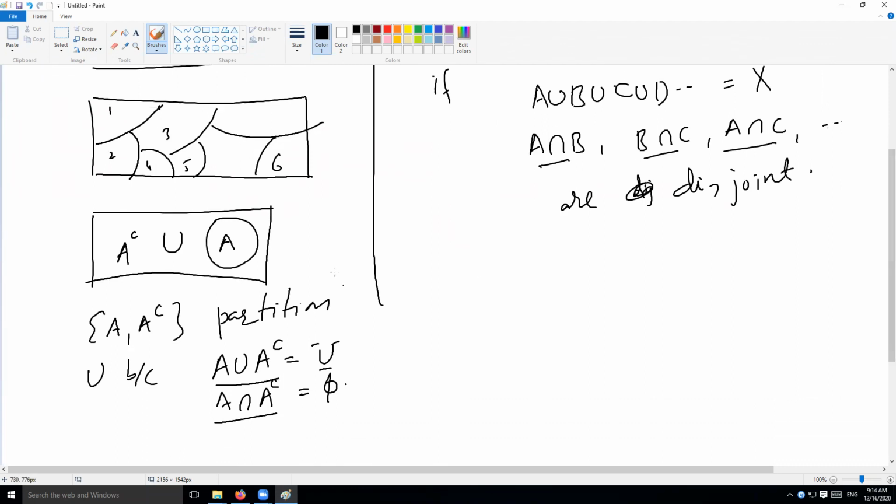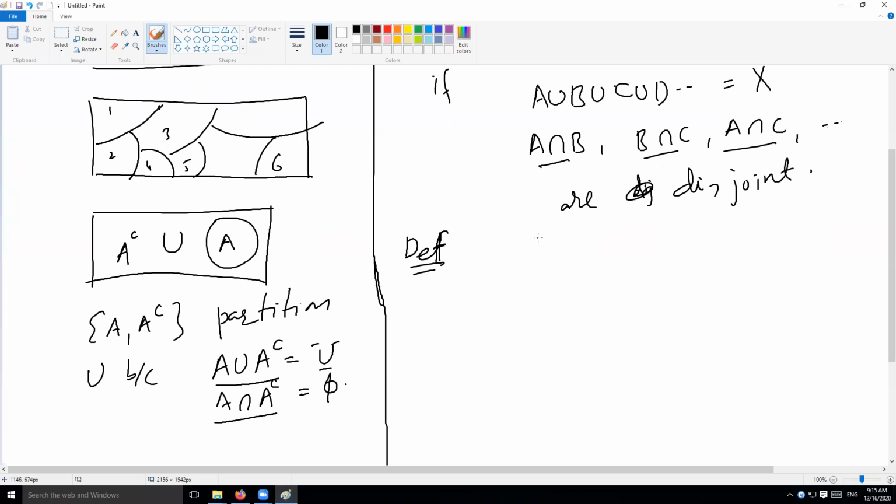So have you got the idea of what we mean by a partition? It's like splitting a set into parts, which, when you put them together, when you union them, you get the entire X, and their intersection is empty. By the way, the book also writes this definition in a very interesting way.